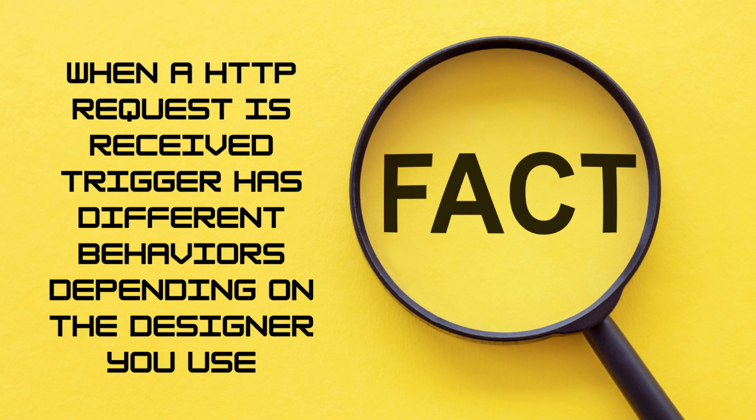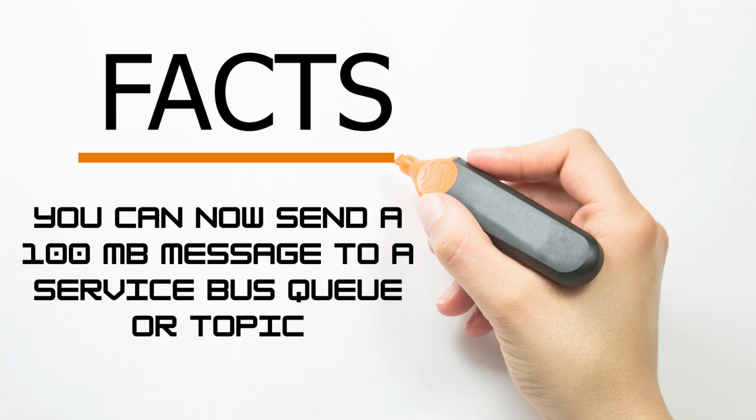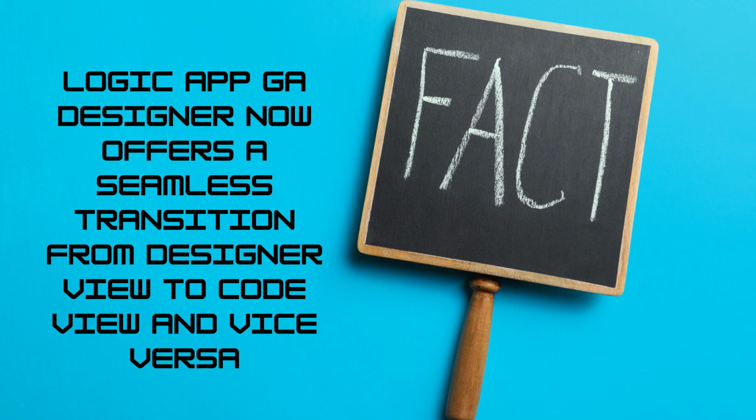When an HTTP request is received, trigger has different behaviors depending on the designer you use. Until recently, the maximum limit of a message that we could send to a queue or topic on a service bus was 1 megabyte, and we had to use the service bus premium tier. Now, we can send a message up to a maximum of 100 megabytes on the same premium tier. Logic App GA Designer now offers a seamless transition from designer view to code view and vice versa.